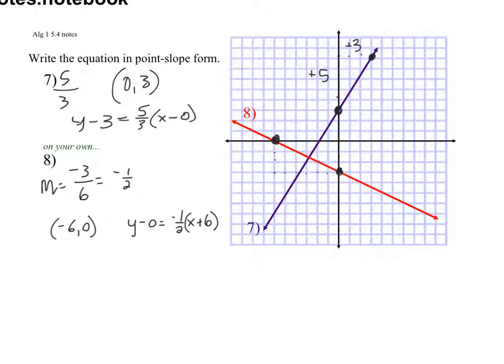All right folks, welcome back. Hopefully you got the same answer as me. For number 8, there's actually several different points you could have used. I used the 2 that are pretty obvious there, and I ended up getting a -3/6 slope, which reduces to -1/2. And then I plugged in the point (-6, ...) into my point slope form.